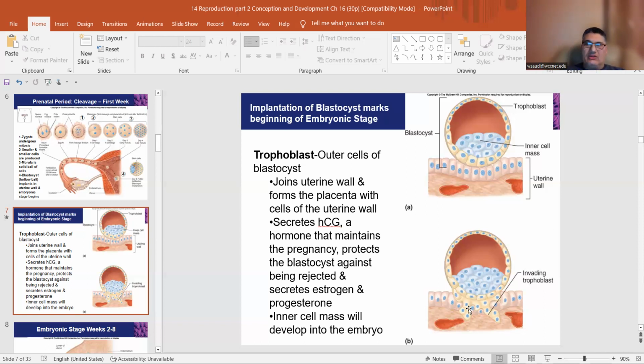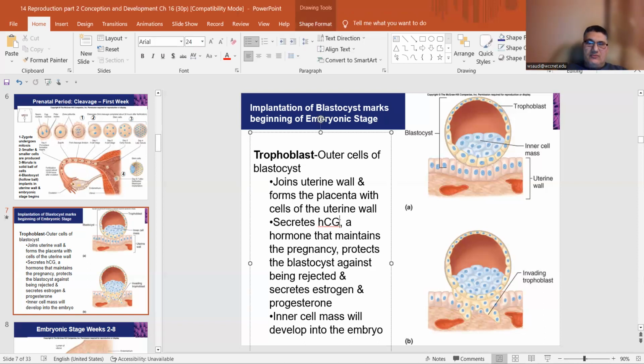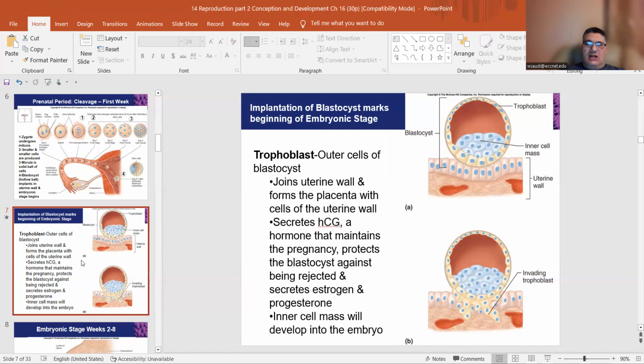So what are we talking about? Definitely there is pregnancy. This test basically detects the hormone that is secreted from the trophoblast when it invades into the mother's endometrium. It is secreted because now you have pregnancy, and it is going to support the pregnancy. So definitely, this is the one that can be detected.